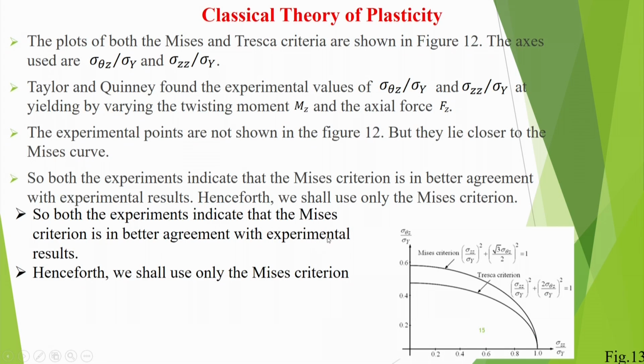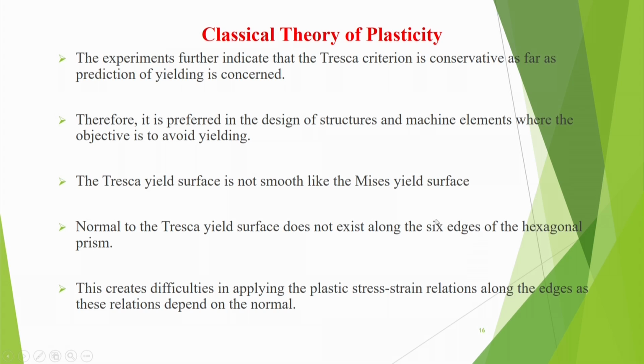So both the criteria are plotted nicely in this expression. This is the Mises criteria, this is the Tresca criteria. Most of the experimental points lie between these two criteria. We can see that the Mises criteria predicts more stress compared to the Tresca criteria. So the experiments indicate that the Tresca criteria is conservative as far as the prediction of yielding is concerned. That means according to the Tresca criteria, yielding will start first. So if you are designing some component against failure, better use the Tresca criteria.